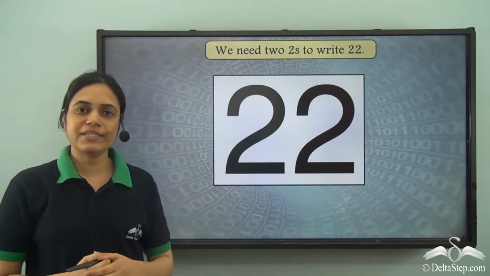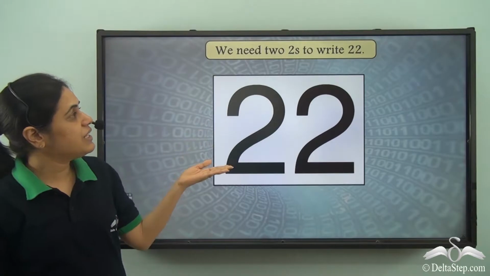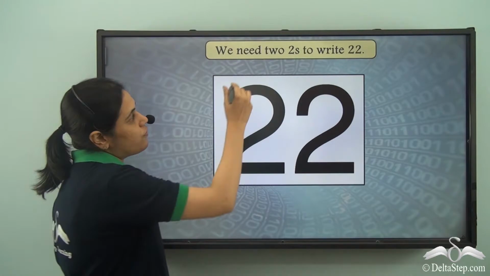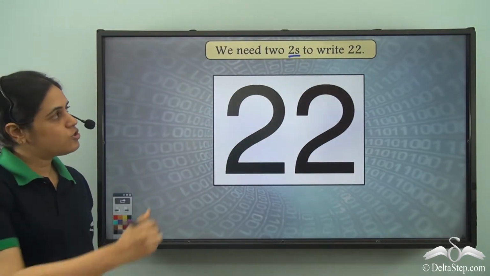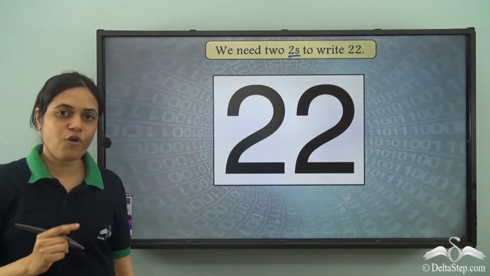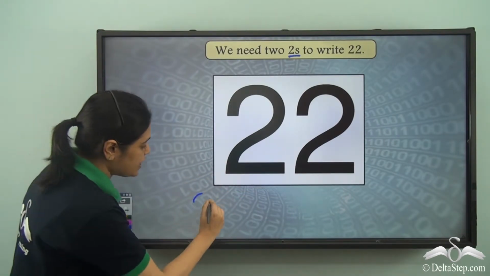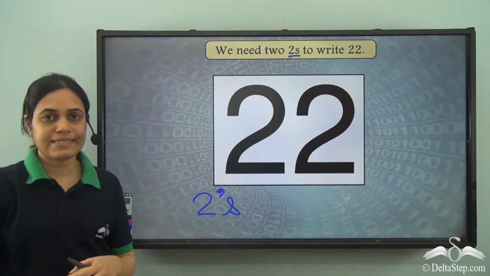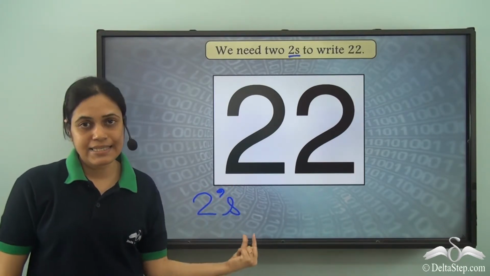So can you rewrite this sentence using an apostrophe? We need 2 2's to write 22. So over here we have 2 2's. So this 2's stands for the plural of 2. This means that there are more than one 2's. So it has to be written as 2 apostrophe S.